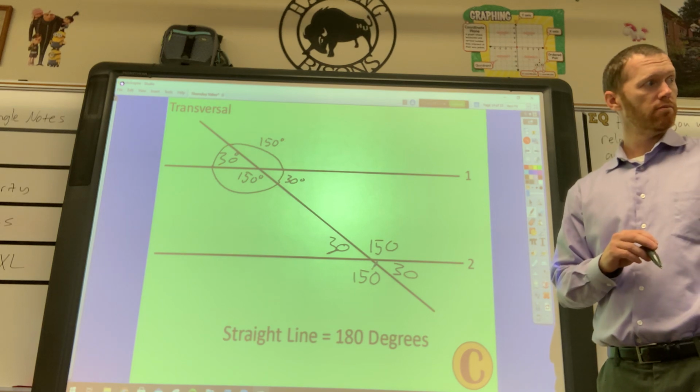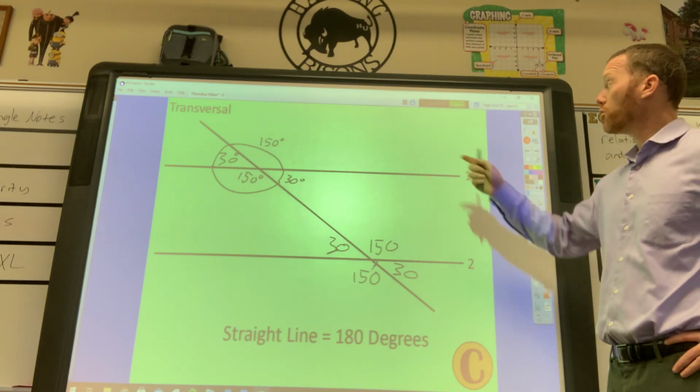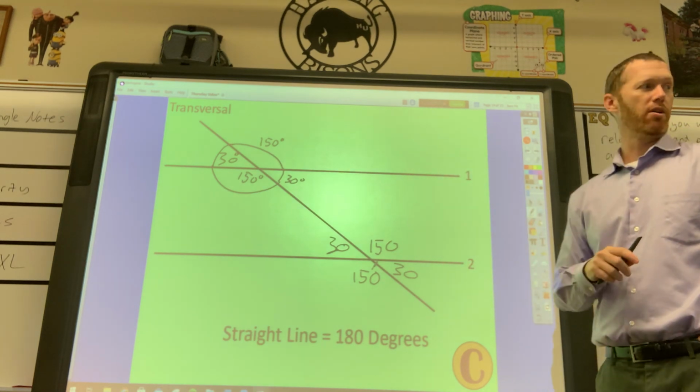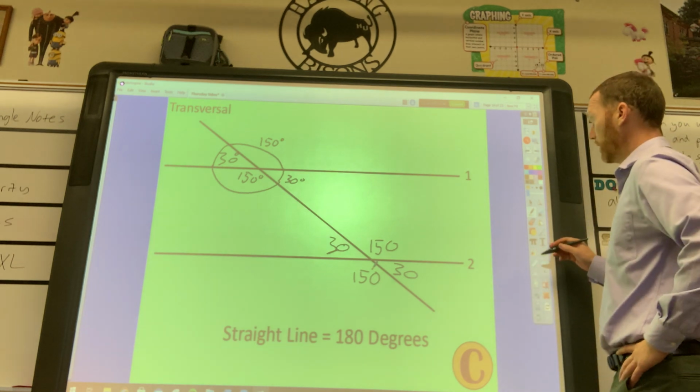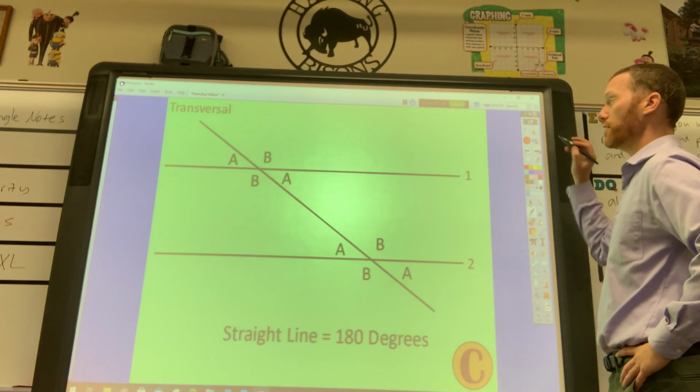So this pattern always happens when a transversal cuts through any lines? Yes, as long as the two lines are parallel. Sorry, parallel lines. The lines have to be parallel. Yes, so that's really important. That's a good question. If they're not parallel, it isn't a transversal, at least not in this regard.